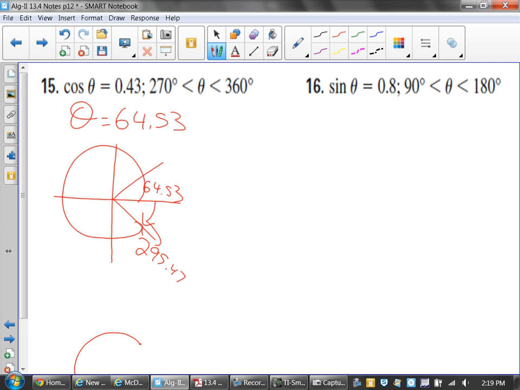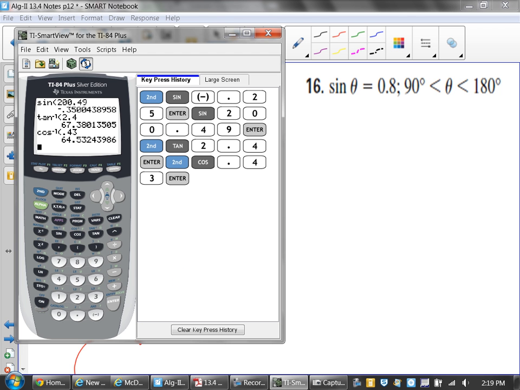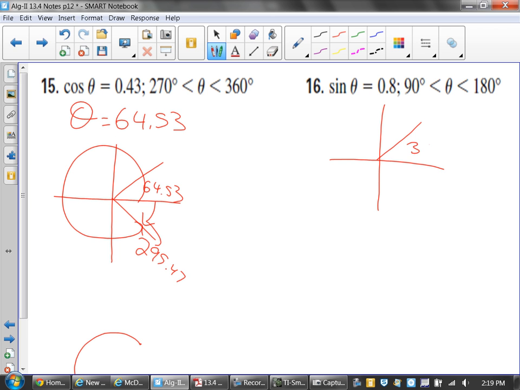And then again, sine of 0.8. What angle gives you a sine of 0.8? 53.13. And I want to be in the second quadrant. How do I get it to the second quadrant? I can't add 90. No, you subtract from 180. Well, you could, and you'll be wrong. Then you get 126.87. So these can never be negative, correct?